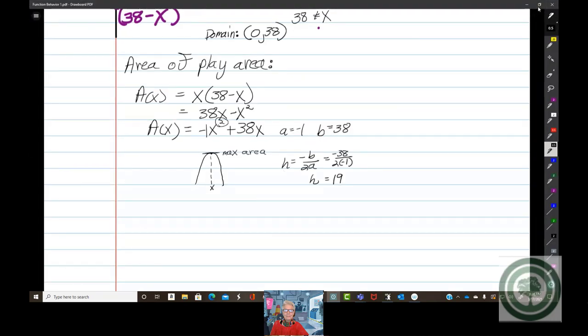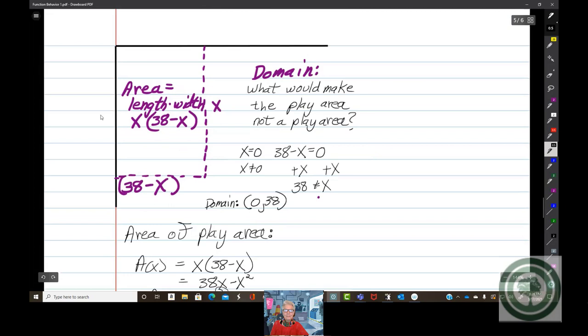Well, let's see. X, this is the X that creates the maximum area. Let's go up here. We just discovered that to have the maximum area, we're going to have X equals 19 feet.